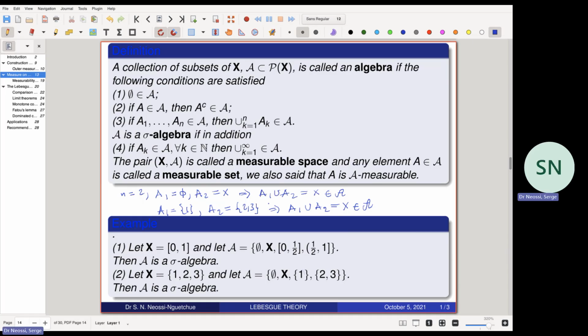Now, I can take n equal to 3 and take any combination of 3 possible elements here, and the union will still be inside. If I take 4 elements, A1, A2, A3, A4, and take the union of all these elements, it will give us X, which is still there. So you see that if I take a finite union of arbitrary elements of A, it will still be there.